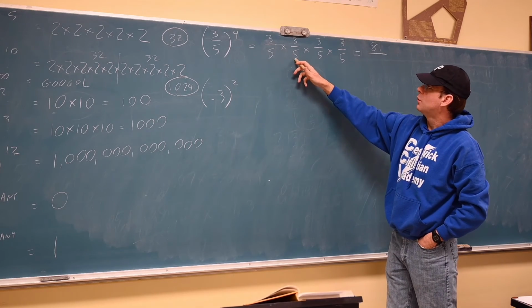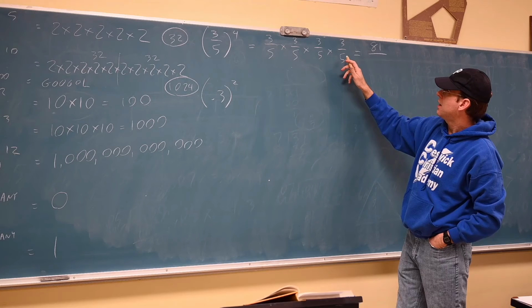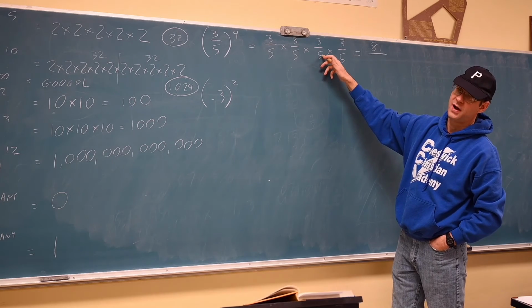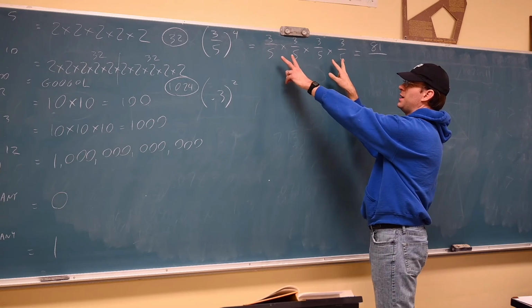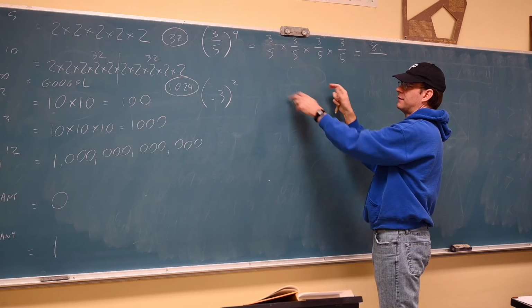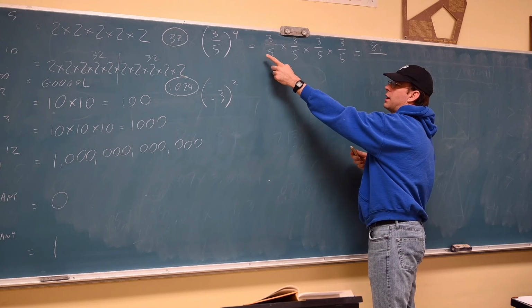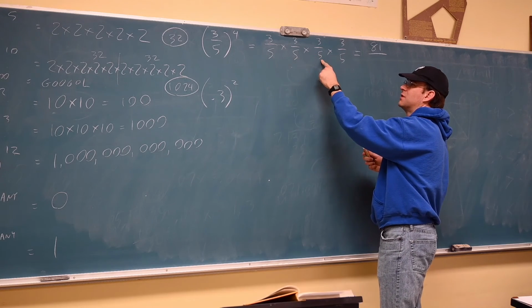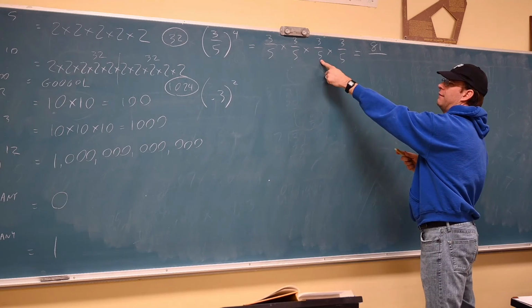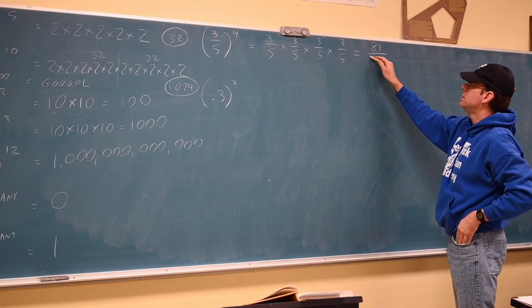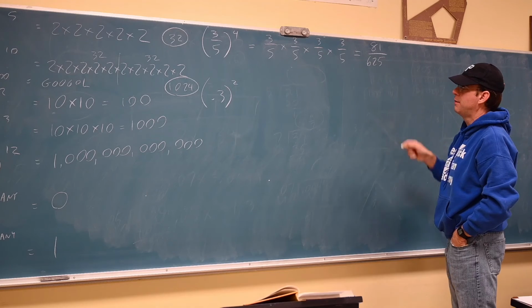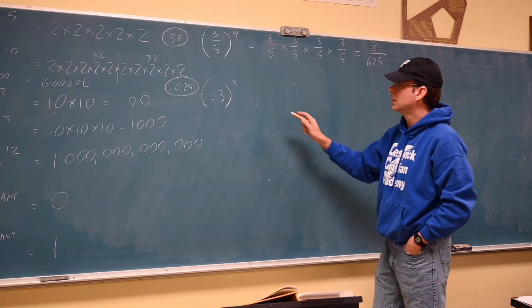5 times 5 is 25. This other 5 times 5 is another 25. Quickest way to do this might be to take 25 times 25. Or if you want to go, 5 times 5 is 25, times 5 again to be 125. Times 5 again, you're going to get up to 625, no matter what you do with that.